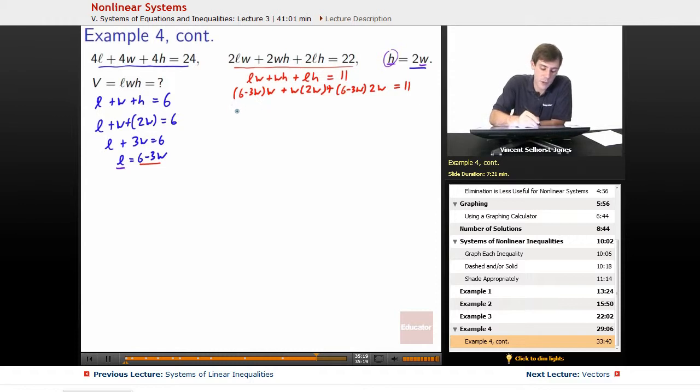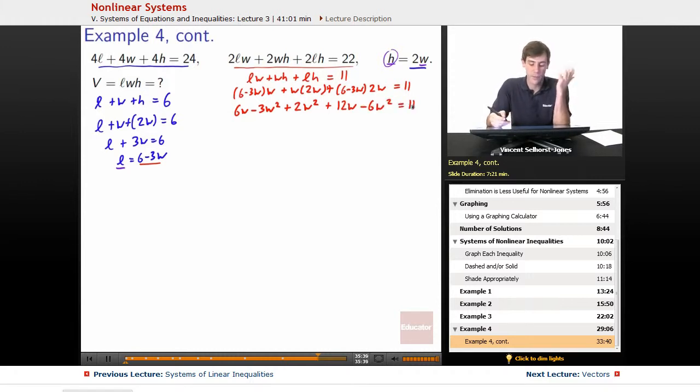6 minus 3W times W, W distributes, so we've got 6W minus 3W squared plus W onto 2W, well not distributes, but 2W squared plus 6 minus 3W times 2W, so 6 times 2W becomes 12W, minus 3W times 2W becomes minus 6W squared equals 11. Great. So let's simplify things a bit. Minus 3W squared plus 2W squared gets us negative 1W squared. Minus 6W squared brings us to a total of negative 7W squared. Our 6W and 12W combine to plus 18W equals 11.